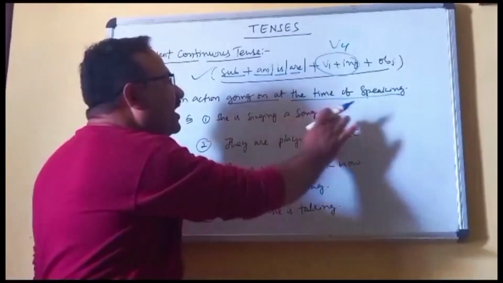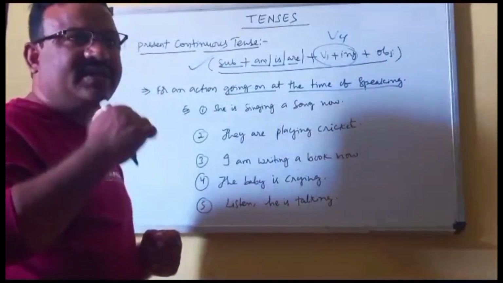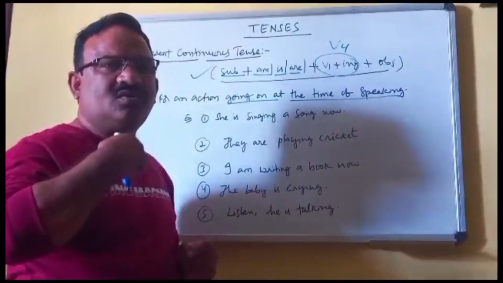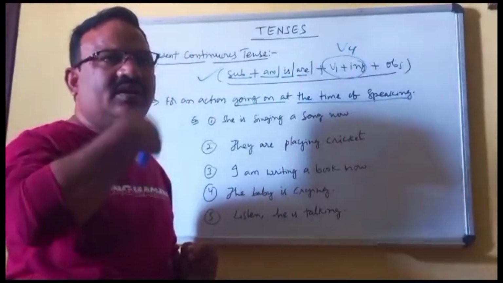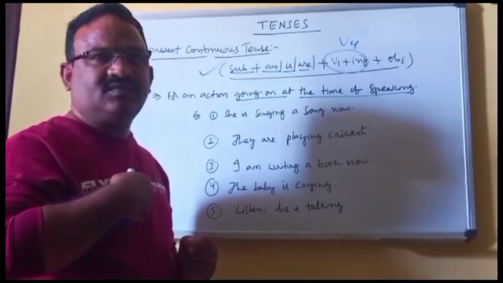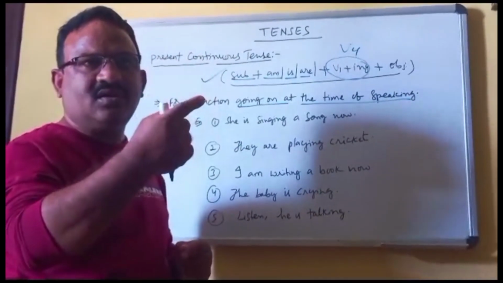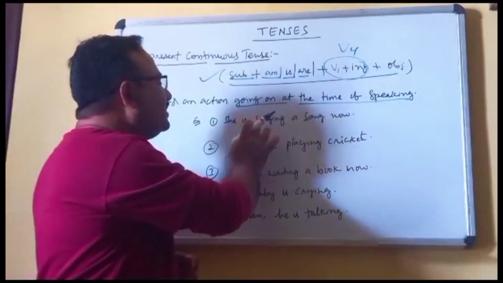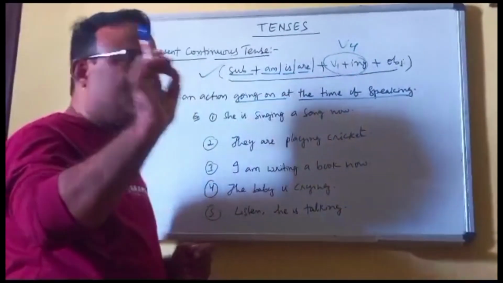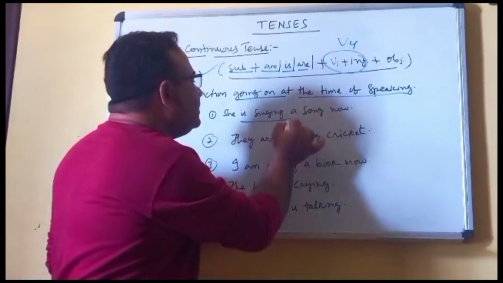She is singing a song now. So that action is going on in front of us. You are just watching what she is doing. So that action should be in present continuous tense. She is singing a song.